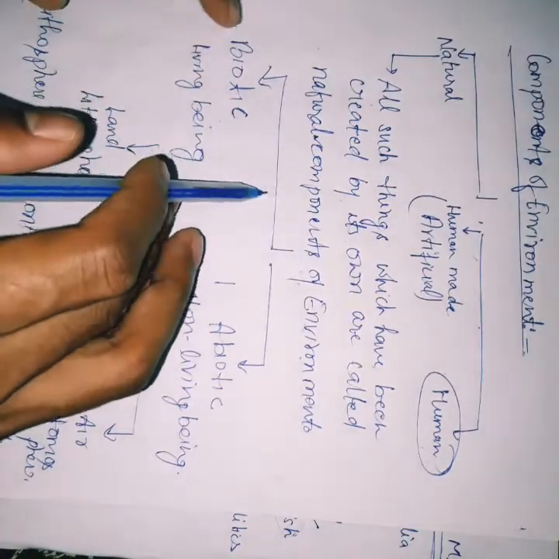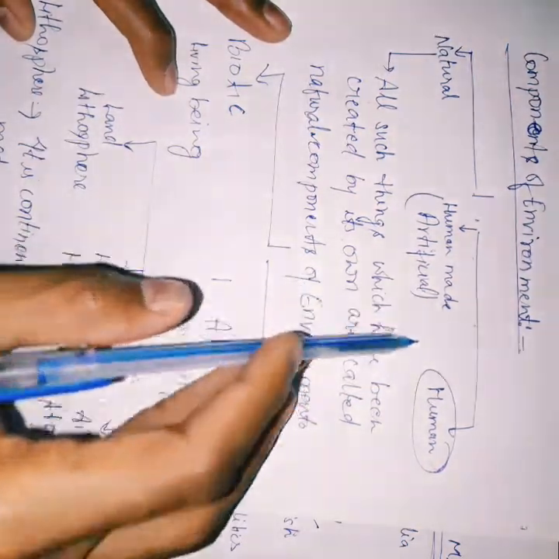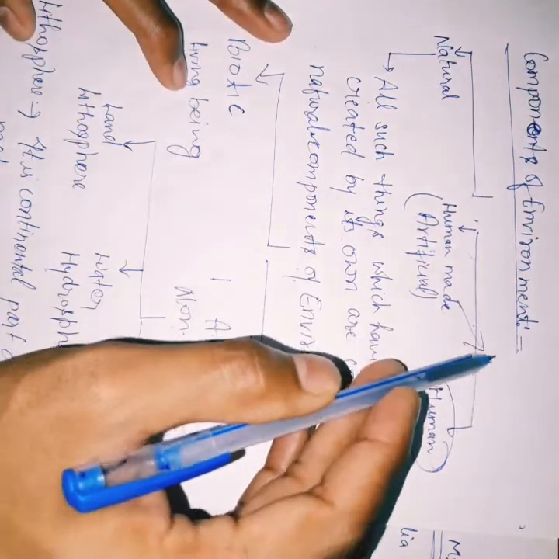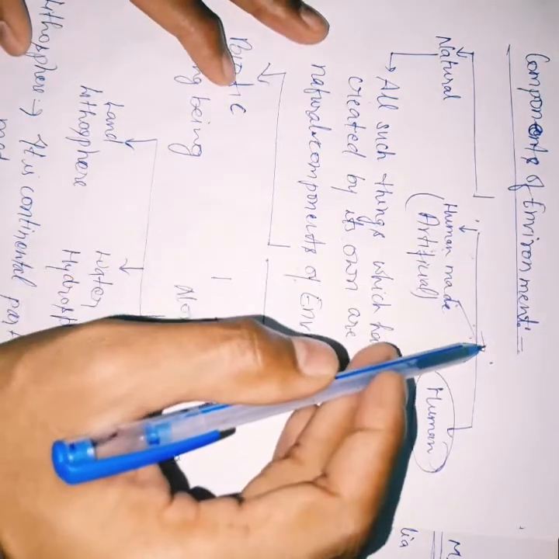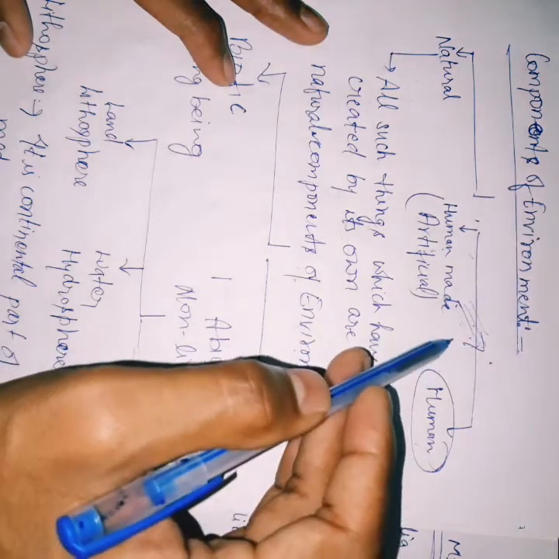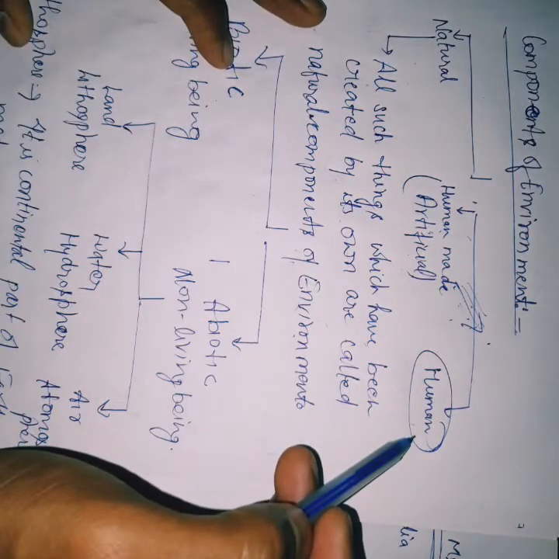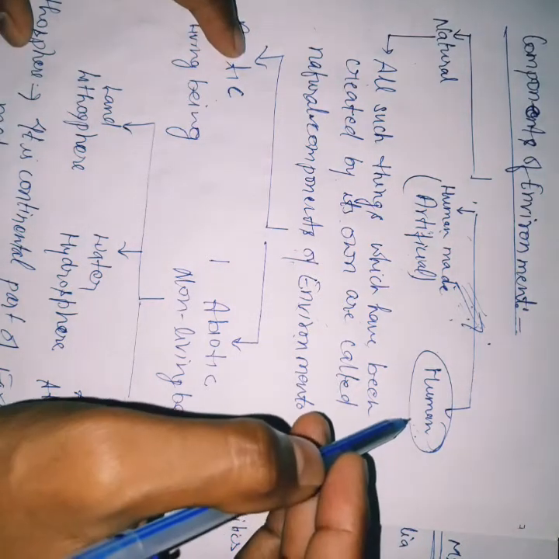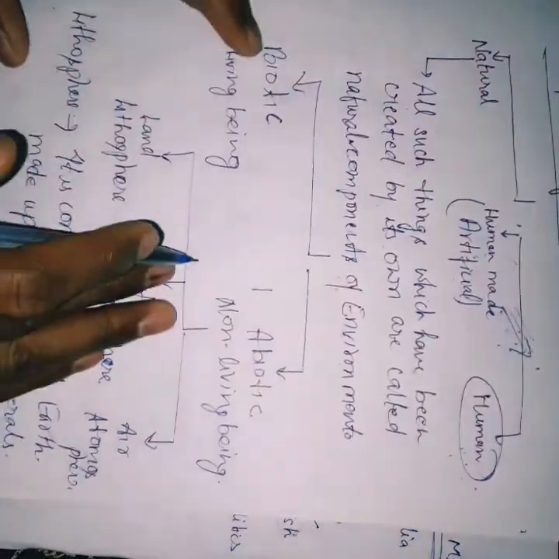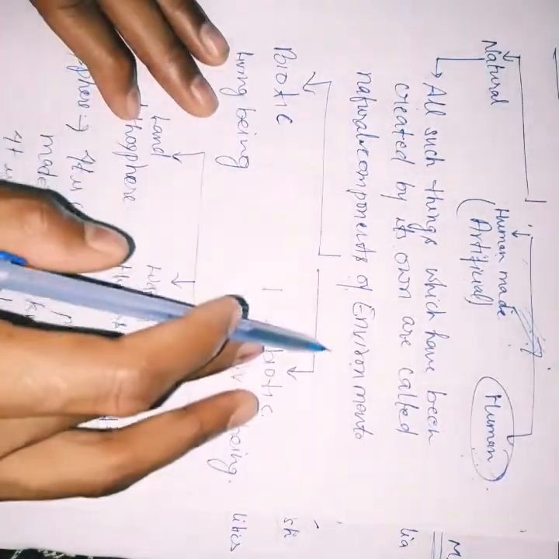For example, land, air, water, mountains, everything. Human made components are all such things which have been made or manufactured by humans. They are also known as artificial. And human is also part of the environment. In human we see the family, individual, and community. Moving forward, natural components of the environment.